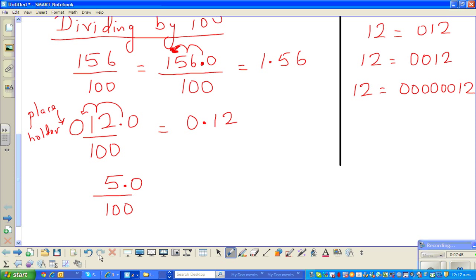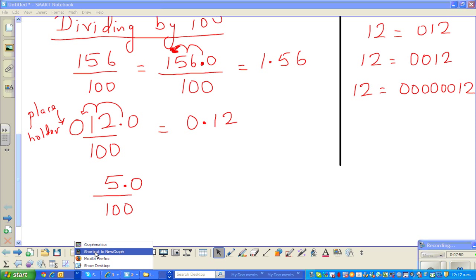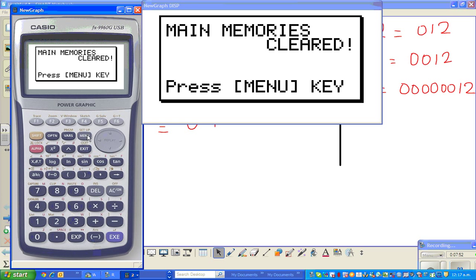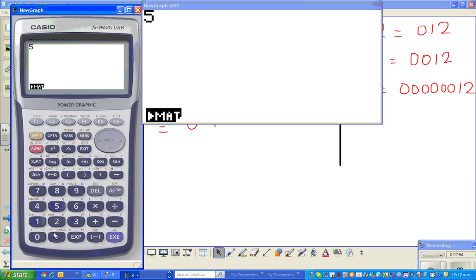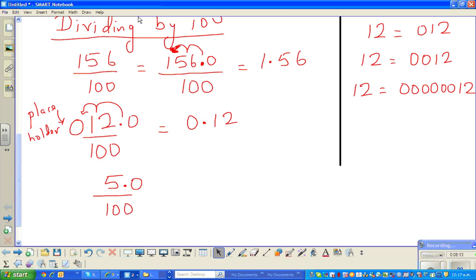Now, some may even struggle here. I'll show you on a calculator again. See, if you type in 5.0, you can put any number of zeros here. These are also called placeholders. That is nothing but 5. Okay, 5.0 is 5. So these are placeholders. So this is again a placeholder.